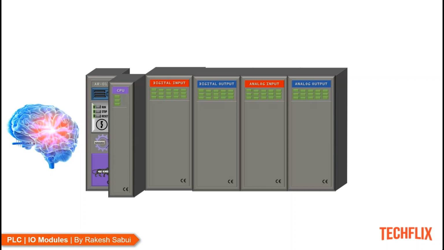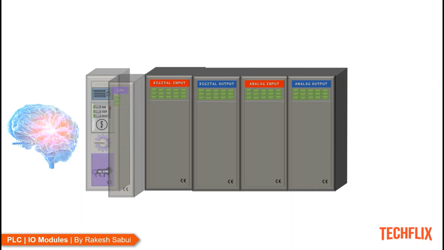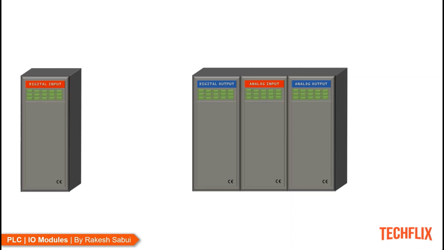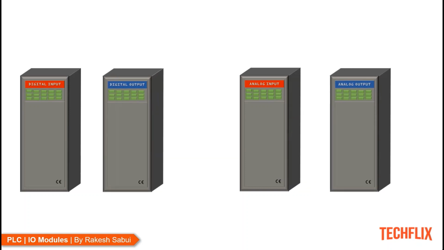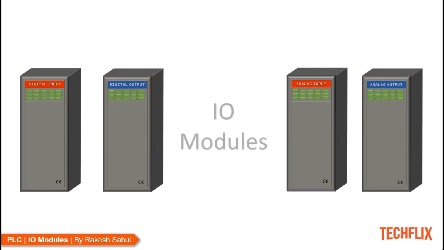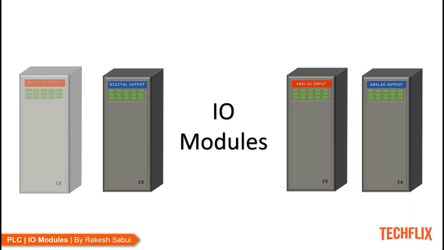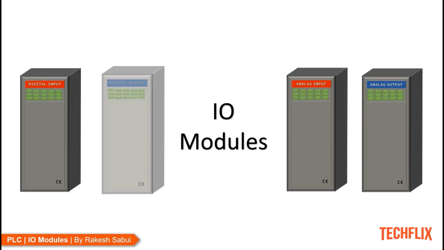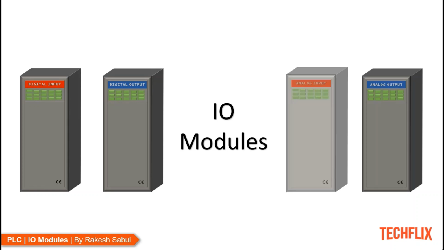Like a human body takes input through sensory organs, the PLC takes inputs through input modules, and like the human body gives output such as muscle action, the PLC gives output through output cards. These are known as IO modules, or input-output modules. So basically, a PLC has four primary types of IO modules: digital input module, digital output module, analog input module, analog output module.